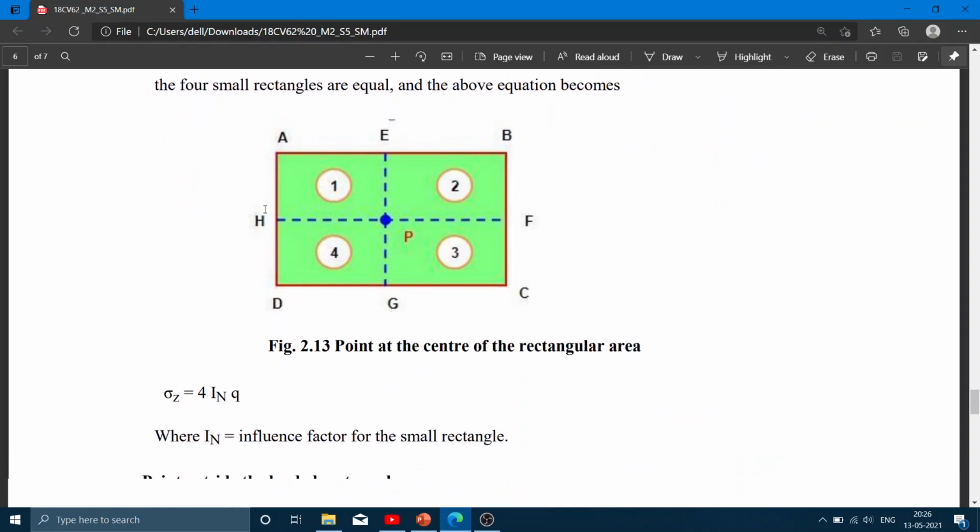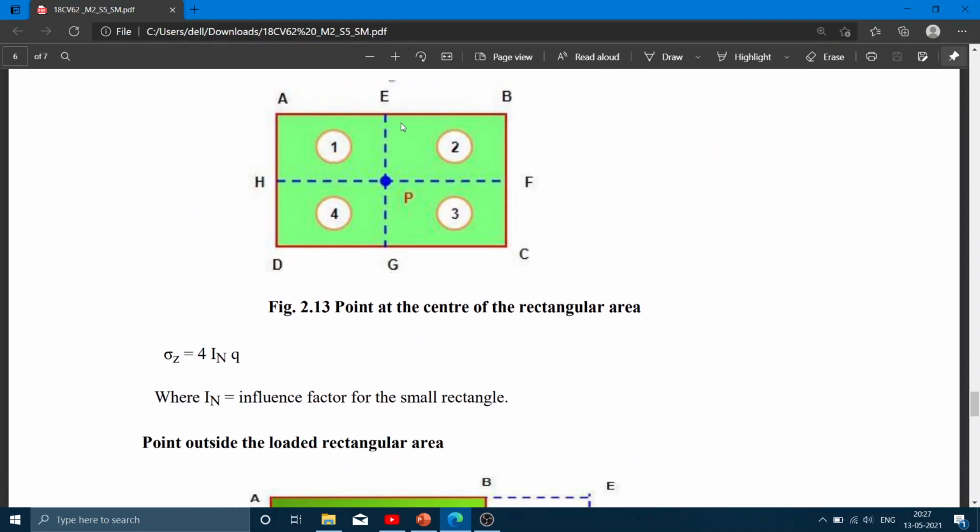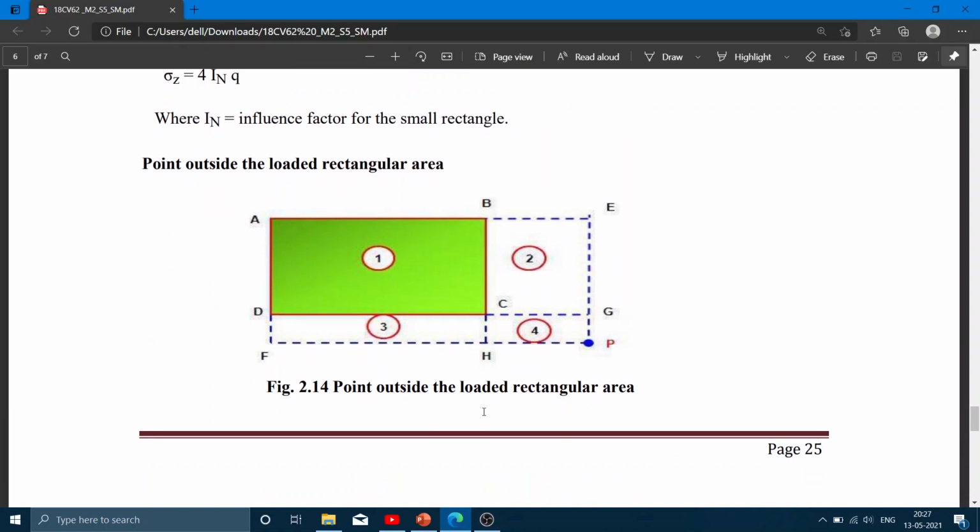For the special case, when the point P is at the center of rectangle ABCD, all the 4 small rectangles are equal and the above equation becomes, as shown in the figure, sigma z is equal to 4 into In into q, where In is the influence factor for a small rectangle. So next, point outside the loaded rectangular area.